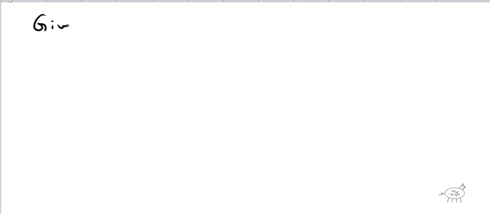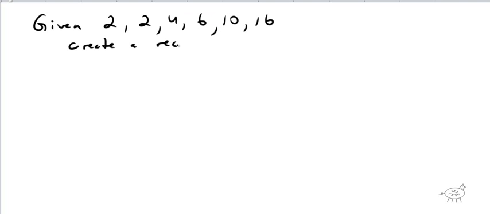Given 2, 2, 4, 6, 10, 16, create a recursive formula. So what do you do first? You've got to define that first variable. a sub 1 is 2.